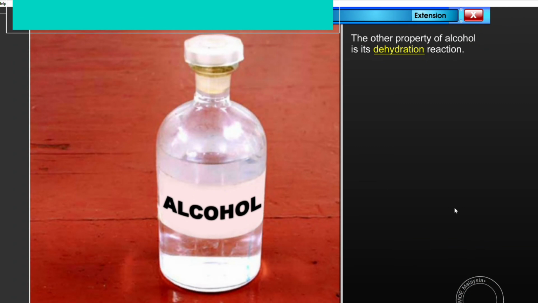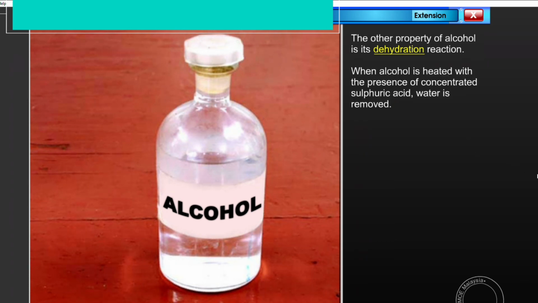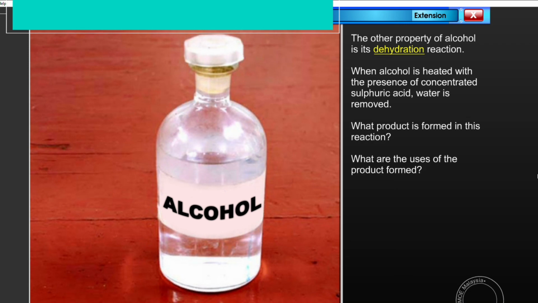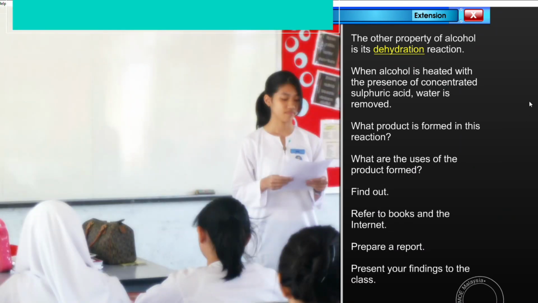The other property of alcohol is its dehydration reaction. When alcohol is heated with the presence of concentrated sulfuric acid, water is removed. What product is formed in this reaction? What are the uses of the product formed? Find out. Refer to books and the Internet. Prepare a report. Present your findings to the class.